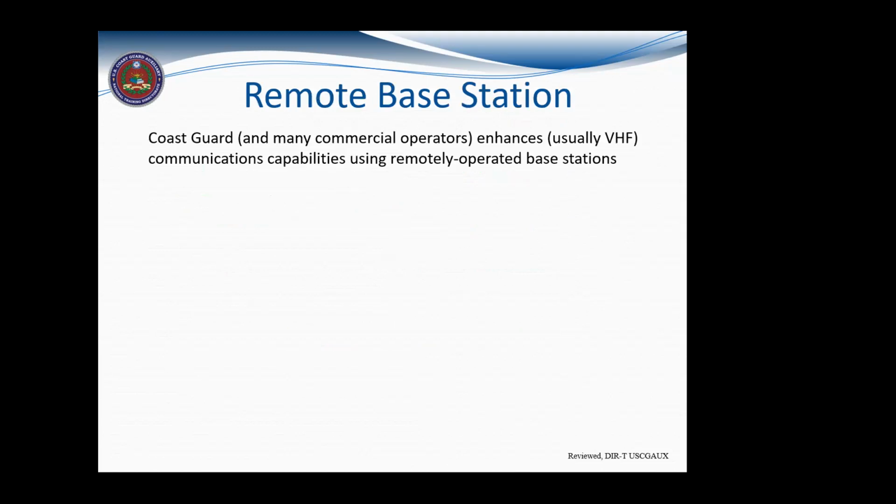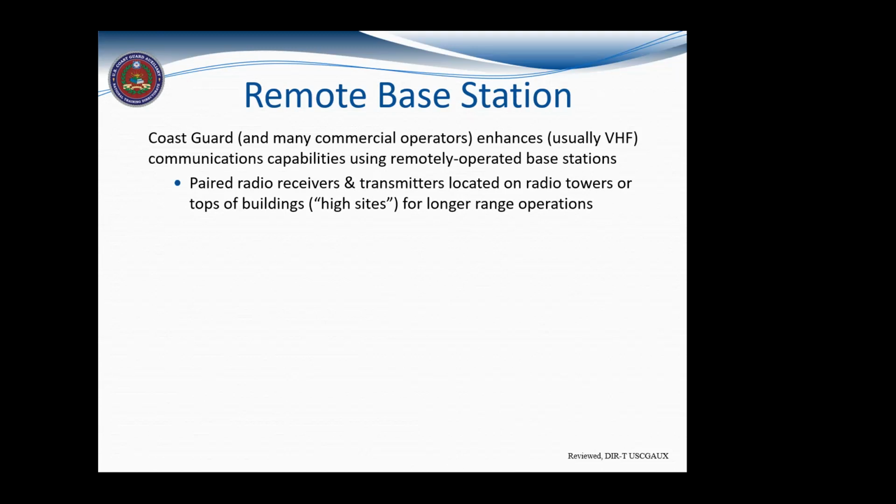A remote base station is simply a radio that is located away from the operator. An example of that might be the sector office in Milwaukee has control of a number of stations around Lake Michigan. So at night, when you just have one watchstander in Milwaukee, they can talk through a radio in Chicago, in Michigan City area, St. Joseph, Grand Haven, Manistee, Sturgeon Bay, and they can control each one of these remotely.